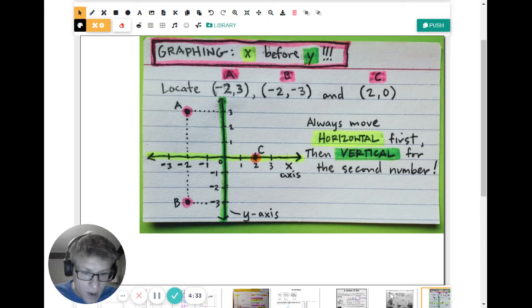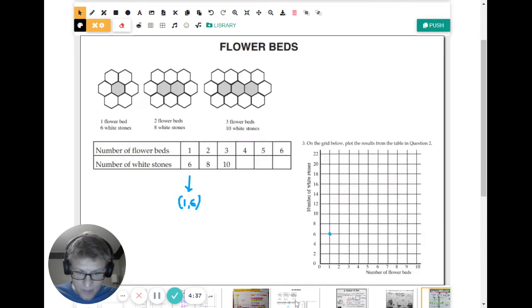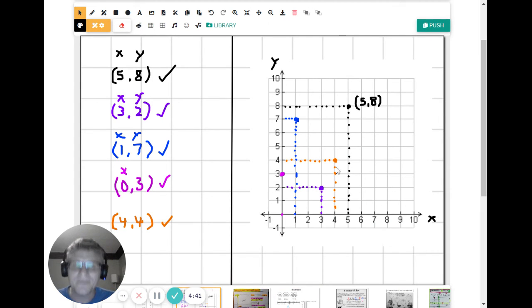Okay, so what I want you to do in your notebook then, the practice problems, let me find them. Are they here? No. I have a whole bunch of these. Okay, this is what I did with the fifth graders, where I showed them how to graph things in the first quadrant, and you always move horizontal first. So over to 5, up to 8, right? Over to 3, up to 2, like right here, 3, 2, the purple one. So that's kind of what I did there.